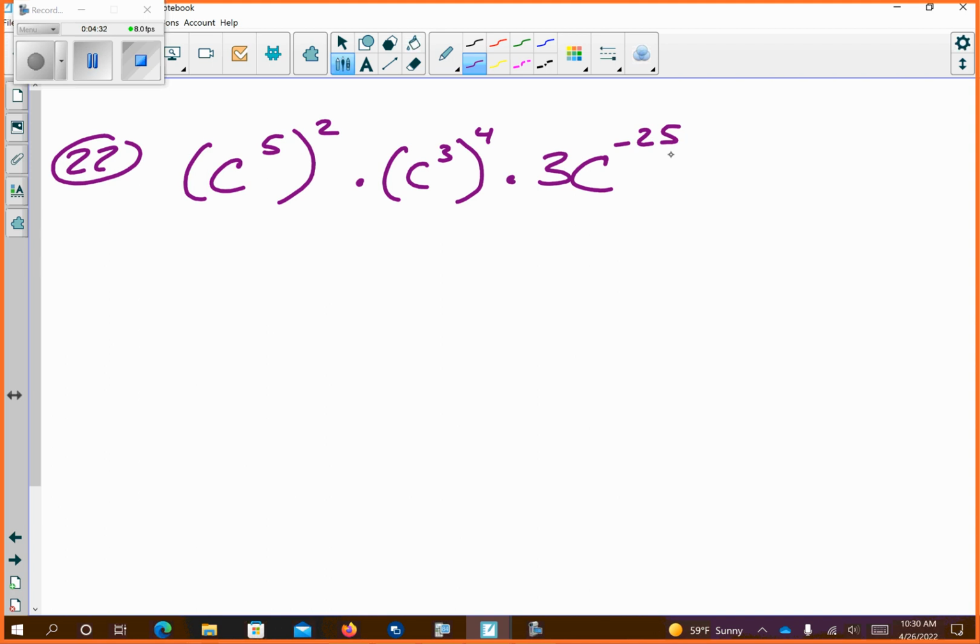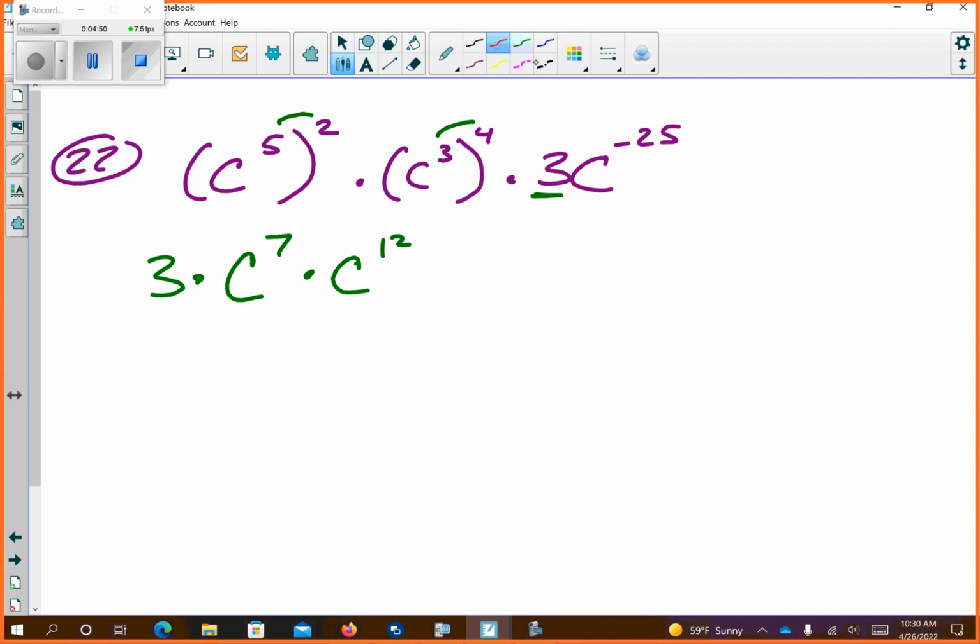Okay, 22 is a good one to ask about because there's kind of a lot going on here. We have some power to a powers that are taking place. So let's take care of the power to the powers. So I'm going to have c to the 7th times c to the 12th. And then I have this 3. I'm going to bring this 3 out front.